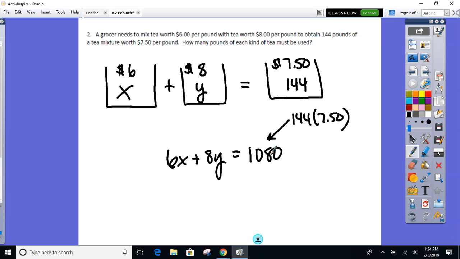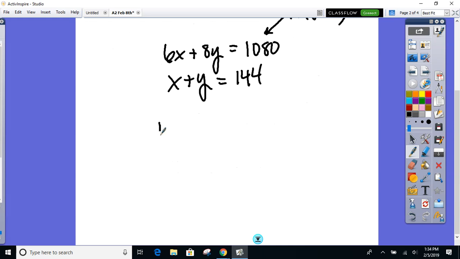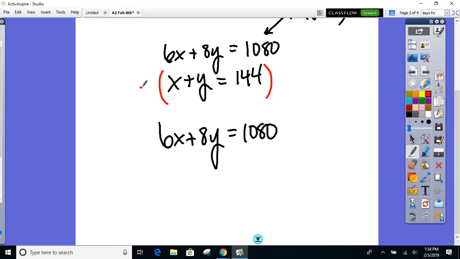Got my second equation. What do you got, Langston? X plus Y equals 144. All right, here you go. Just multiply by -6? Or are you feeling saucy and go -8? -6. Let's go. Recopy the first one. Multiply by -6 on the second one.